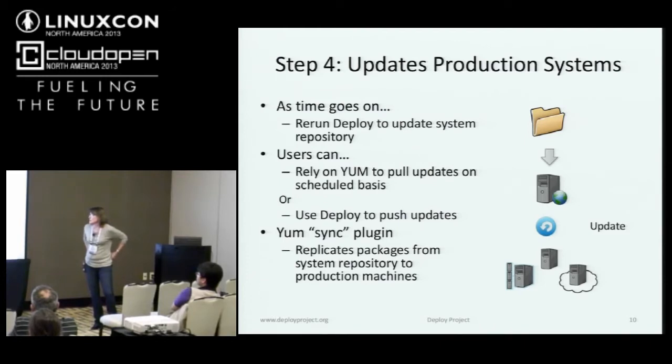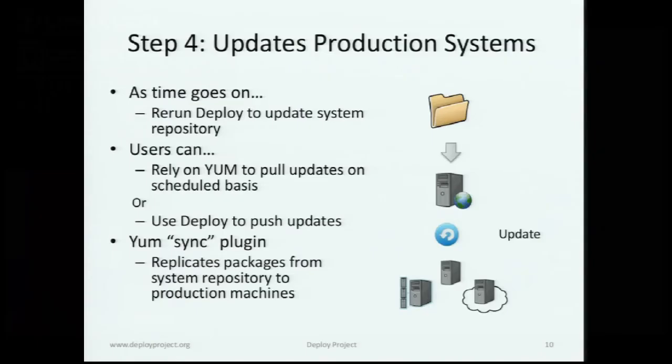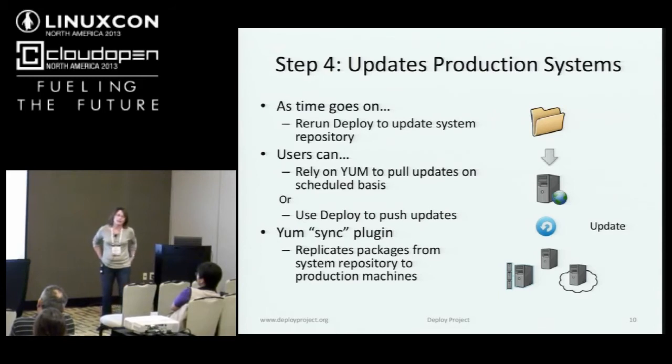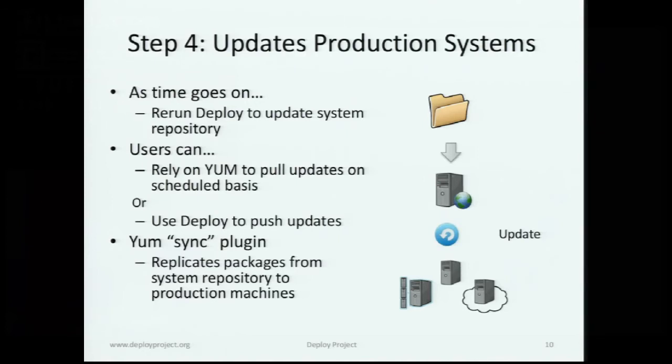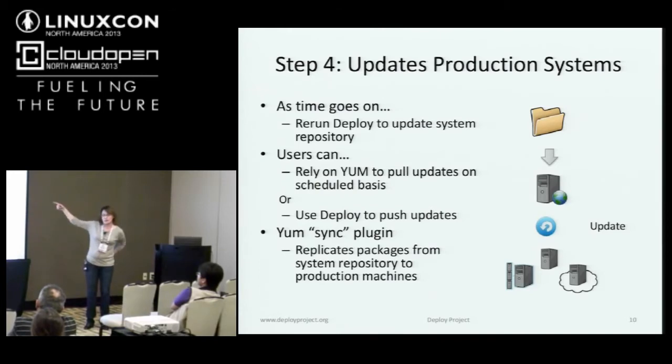The other thing I'll mention here is that because everything is in RPM packages, the updating is done using YUM. That can either be done by scheduling YUM updates on the client system, or you can use deploy. In that case, the default way we do the updates is just SSH to the client machine and run YUM on that machine. We include by default a plugin for YUM called the Sync plugin. That plugin sets up the system repository as a master repository, so when we run YUM, we just do a sync. Any changes in the master repository are brought down to the clients, and any packages that were removed from the master repository will get removed from the client as well.